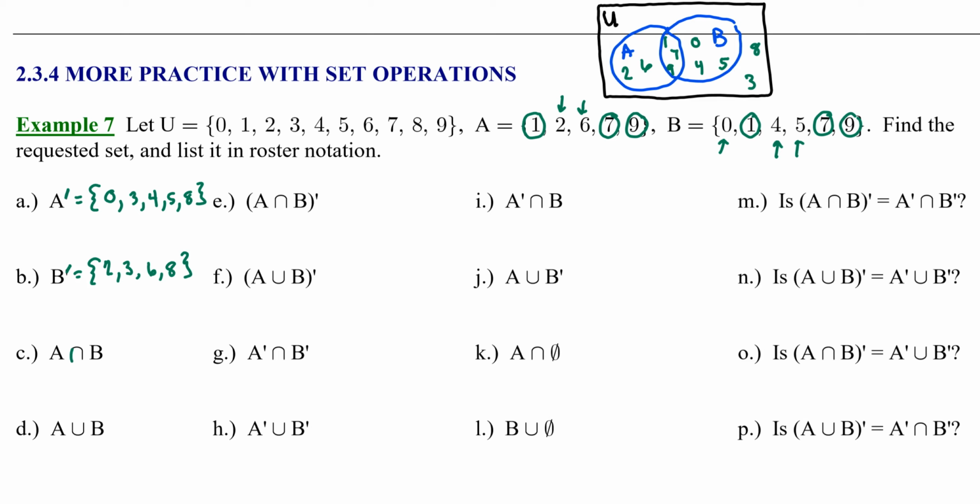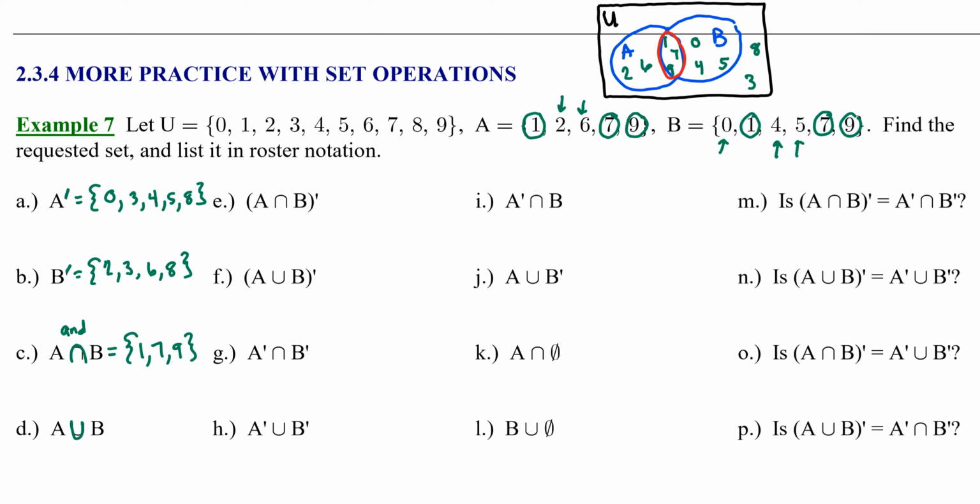Next, we have A intersect B. Remember, intersection represents and. I'm looking for the elements that belong to both A and B at the same time. I'm looking for, what do A and B have in common? So we're looking at the elements in the intersection. The intersection is the overlap here between A and B. We've already found those elements. They are elements 1, 7, and 9.